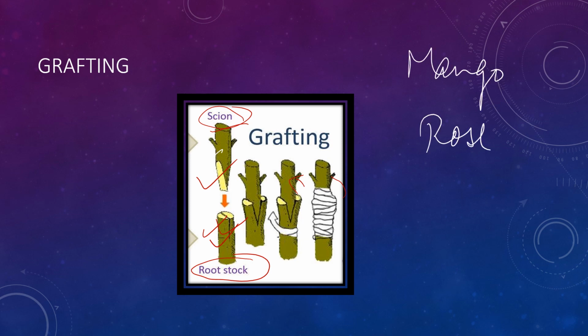So two different qualities of mango. One part, the scion, has been cut and grafted, and another is the root stock of another plant. So you can get a new variety of mango or a new variety of rose.